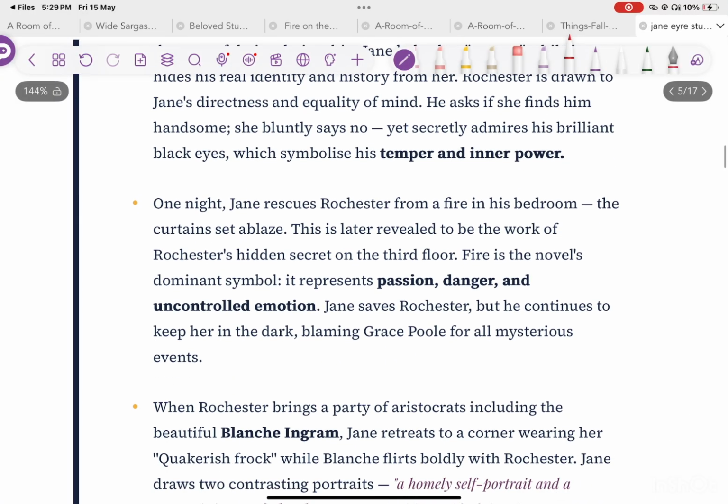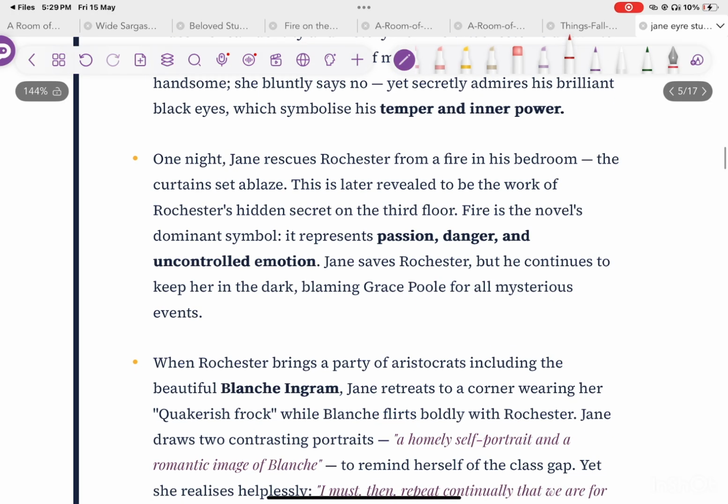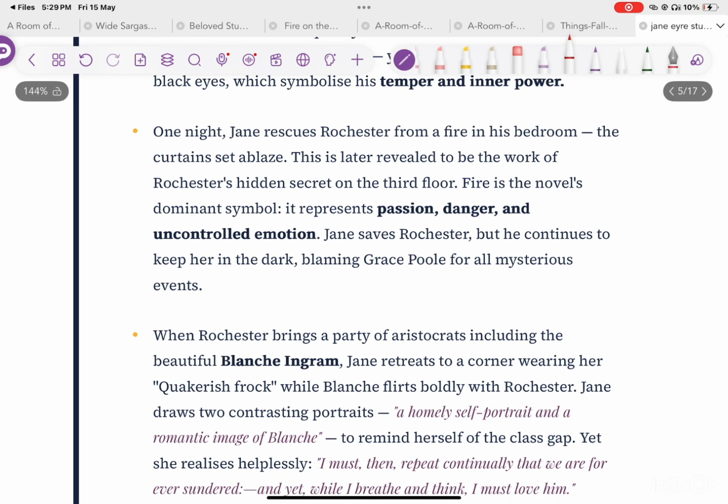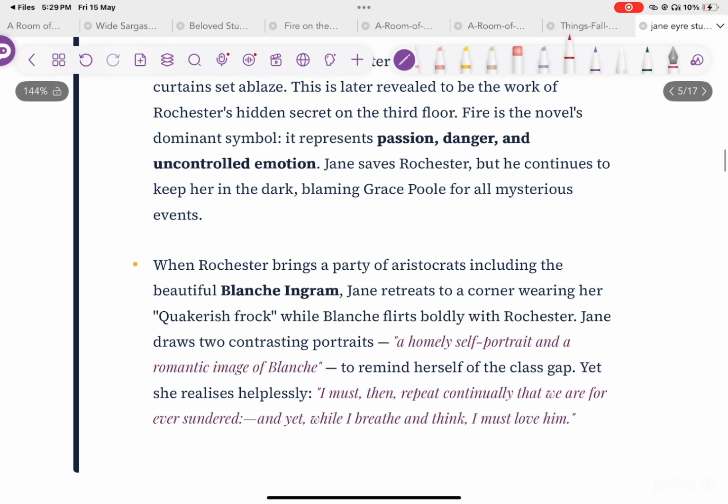One night, Jane rescues Rochester from a fire. In his bedroom, the curtains are set ablaze. This is revealed to be the work of Rochester's hidden secret on the third floor. Fire in the novel is a dominant symbol. It represents passion, danger, and uncontrolled emotion. Jane saves Rochester, but he continues to keep her in the dark, blaming Grace Poole for all the mysterious events.